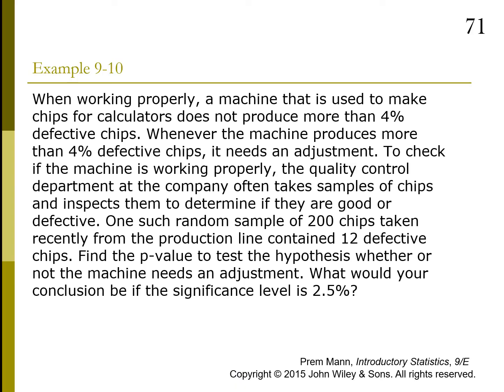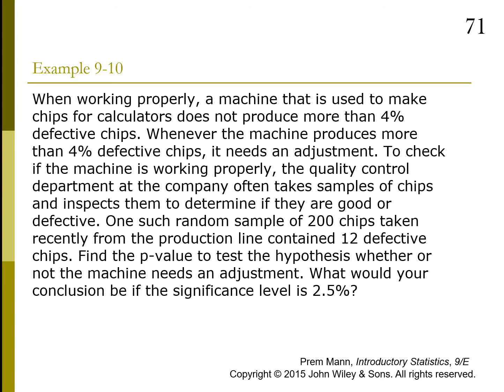Now another proportion problem that we've got says that machines that are used to make chips for calculators don't produce more than 4% defective chips when they're working okay. When the machine does produce more than 4%, it has to be adjusted. So the company is constantly checking, right, to see if the machine is working properly. And they have a quality control department, and they take samples of these chips and they inspect them to see if they're good or they're bad.